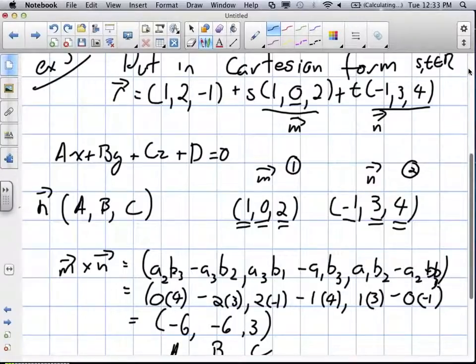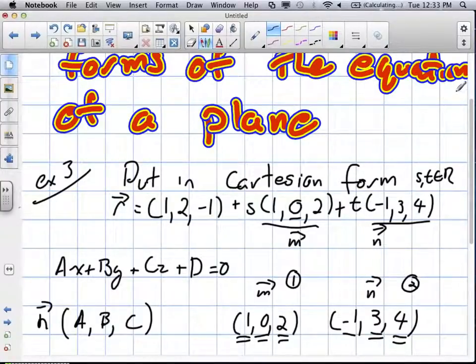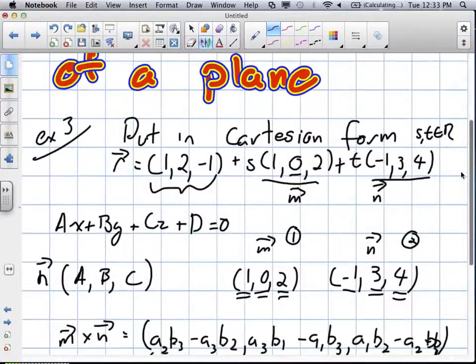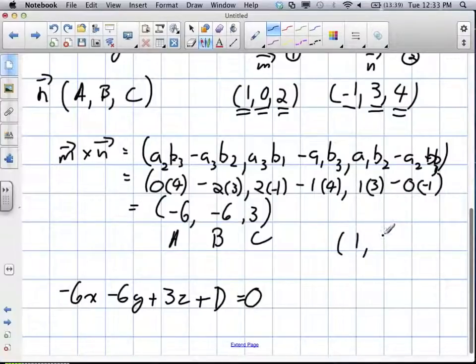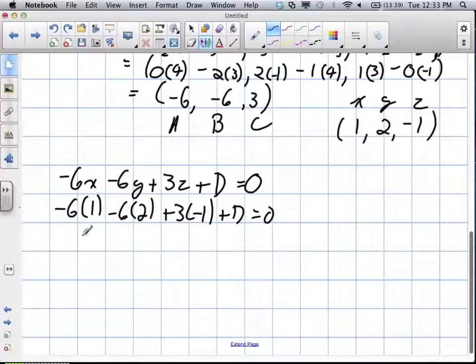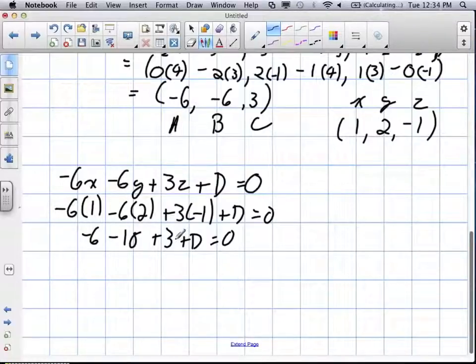Oh yeah, we get a point. A point on this plane is one of our points along the plane: 1, 2, and negative 1. So we're going to take 1, 2, and negative 1 and plug them in for x, y, and z. Negative 6 times 1 minus 6 times 2 plus 3 times negative 1 plus d is equal to 0. Negative 6 minus 18 plus 3. I feel like that's very different from what they got.